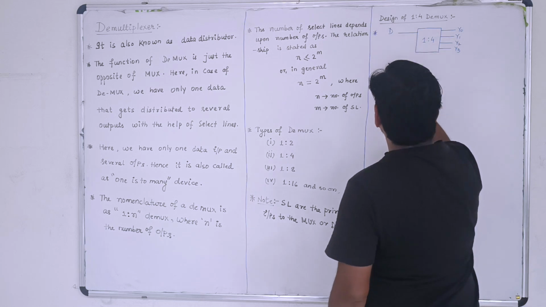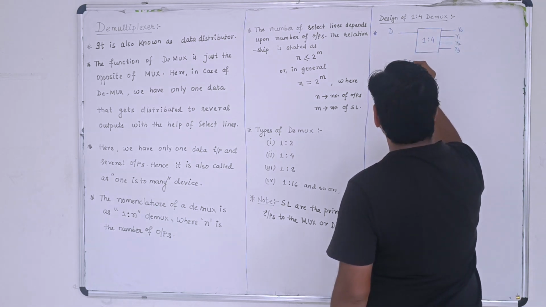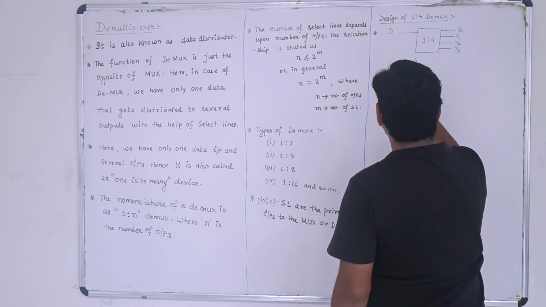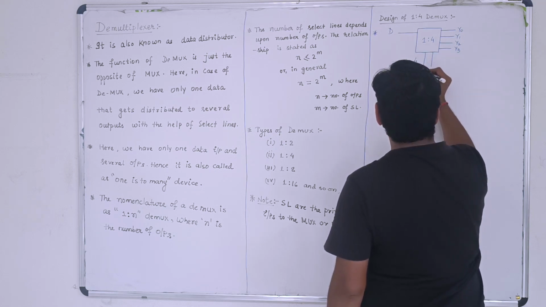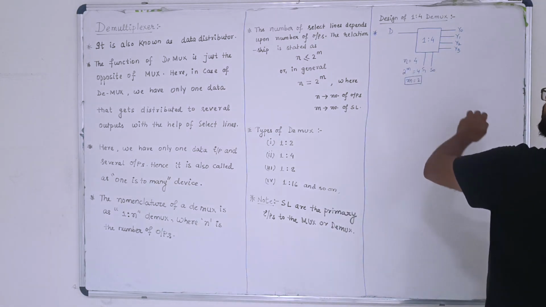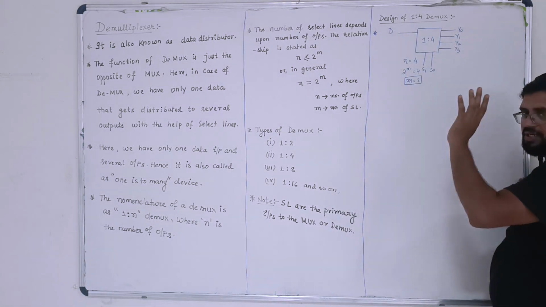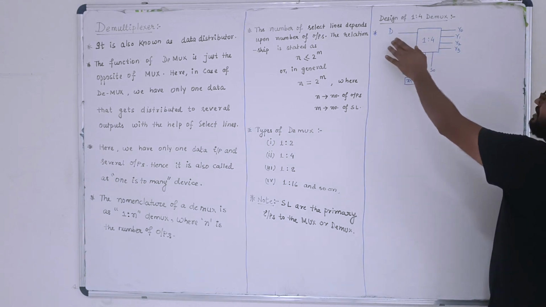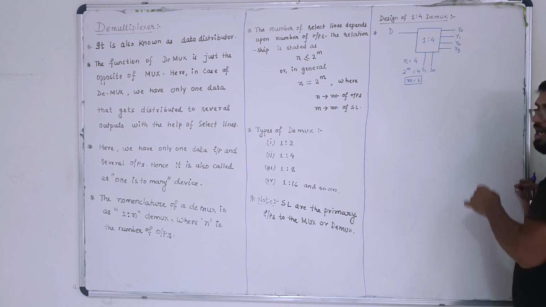The number of select lines can be determined with the help of the number of outputs. The number of outputs is 4, so 2 to the power m equals 4, so m will come out to be 2. Therefore we'll have 2 select lines, and I am naming those select lines S1 and S0. Okay, so this is the block diagram that you need to draw while designing any kind of combinational circuit. Firstly, we have drawn a block diagram where we have shown the input, select lines and the outputs.